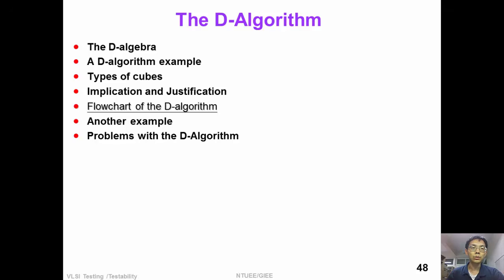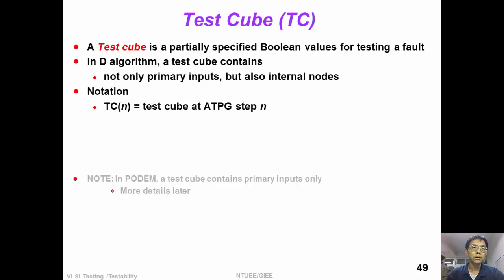So now we see the flowchart of the D-algorithm. During the D-algorithm, we try to keep a test cube, which is a partially specified Boolean values for testing a fault. In the D-algorithm, a test cube contains not only the primary inputs but also the internal logic values. The notation we use in this lecture is TCN, which means the test cube at ATPG step N.